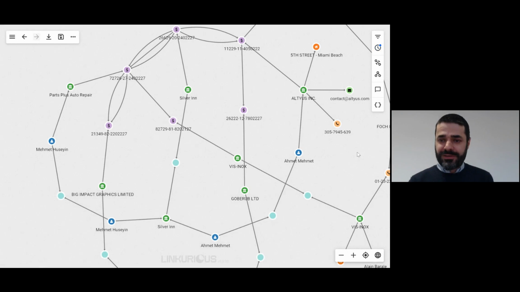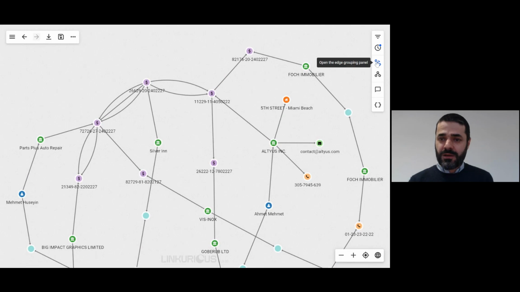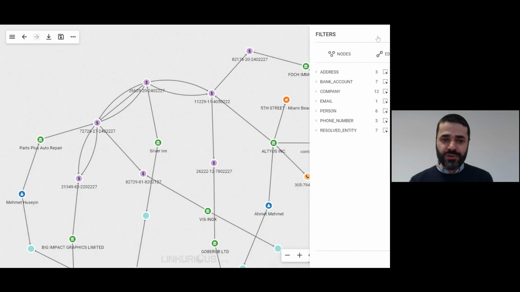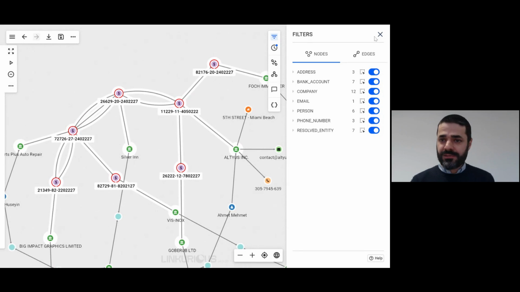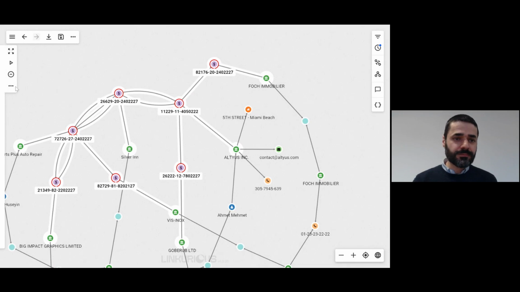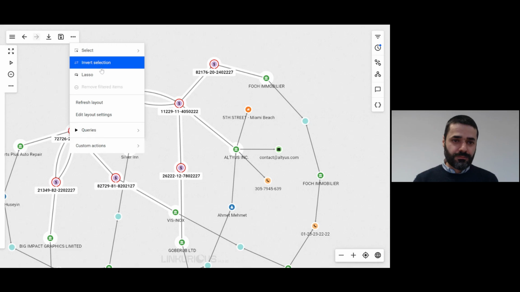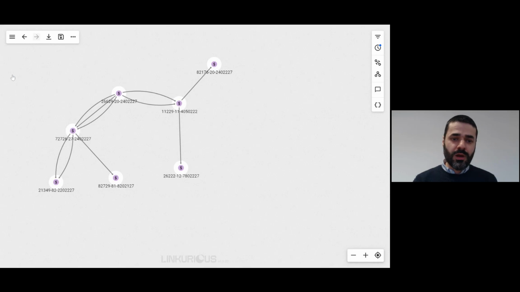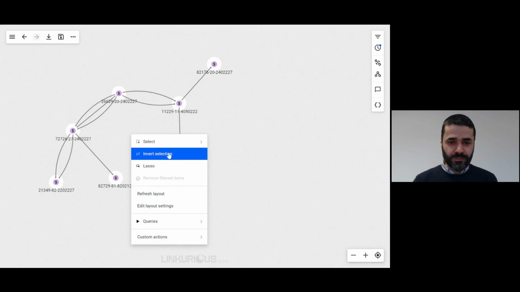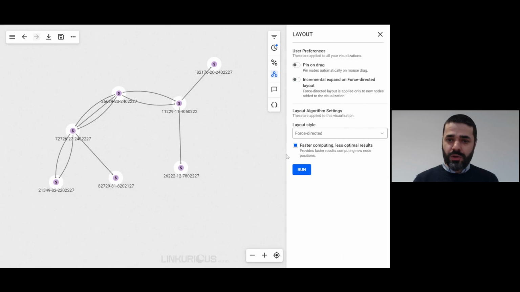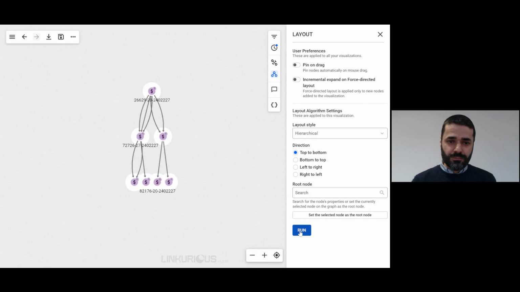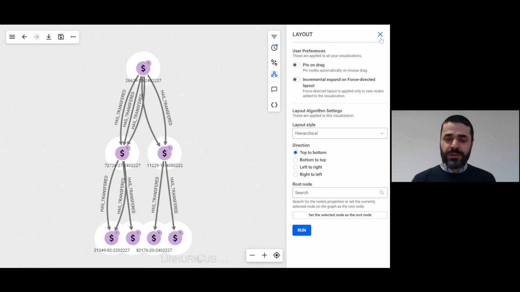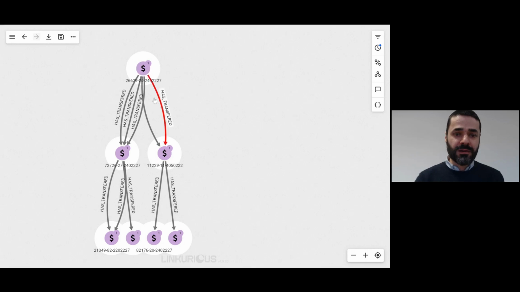We can also slice and dice the data. Maybe what I want is to just look at the bank accounts. So I'm going to go ahead and do that. Select all the bank accounts, and I'm going to remove everything else. I'm actually going to use a different layout now, a hierarchical layout, just to get a different perspective on the data.